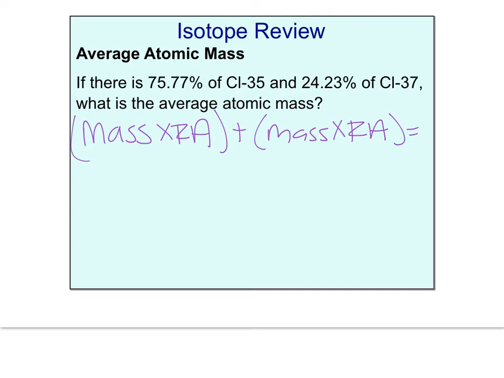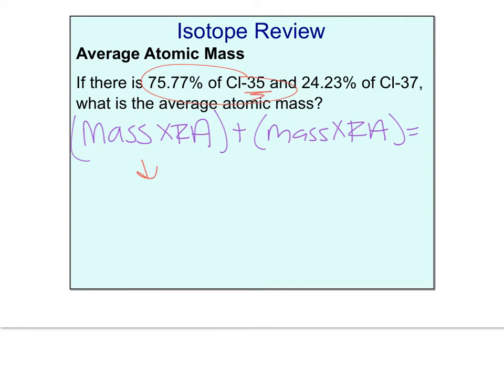So the mass being the mass of that isotope, RA standing for the relative abundance. So looking at this one here, if there's 75.77% of chlorine-35 and 24.23% of chlorine-37, what is the average atomic mass? So when we plug in, let's do this first one here.